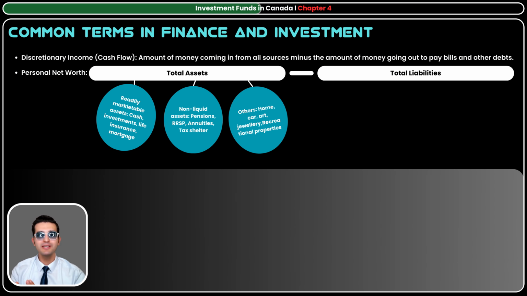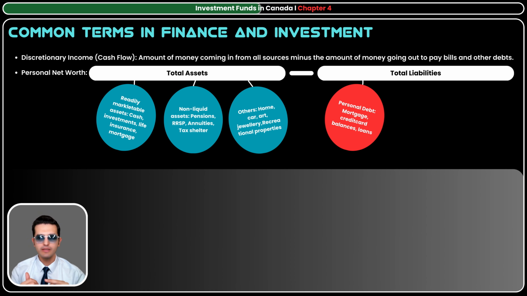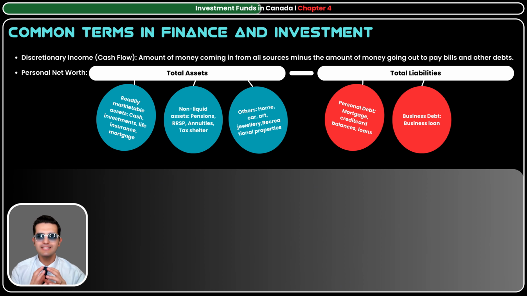We also have different types of liabilities. What types are there? Personal debt. Like what? Like mortgage, like creditors, or like credit cards, like loans. These are personal debt. The second type of liabilities is business debt. So like what? Like a business loan. You have a business and you take a loan for your business. This is also your liability.